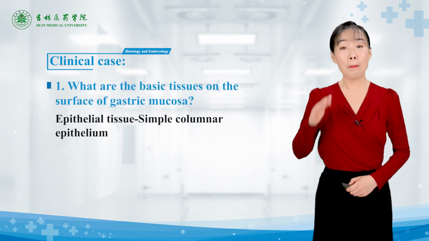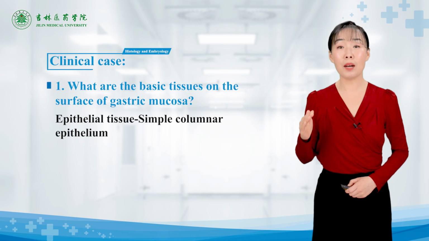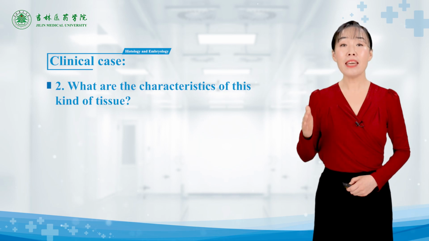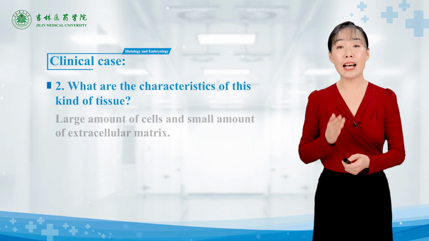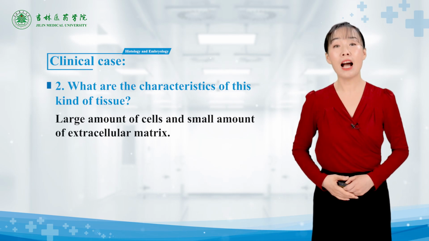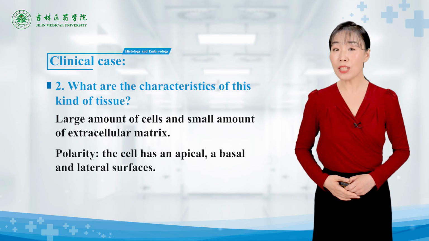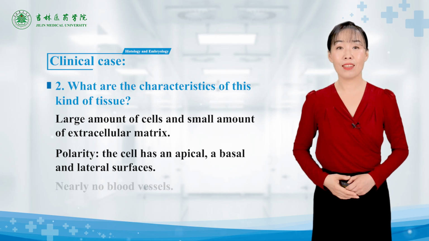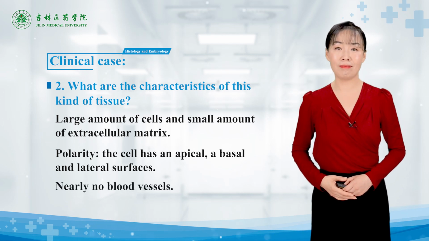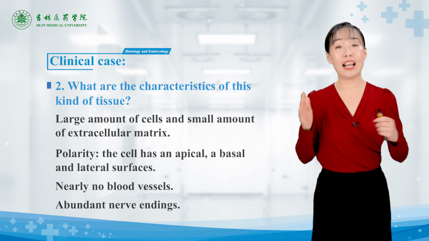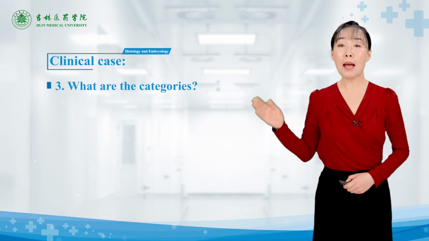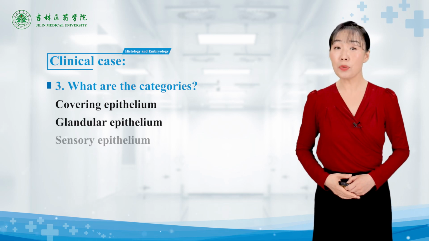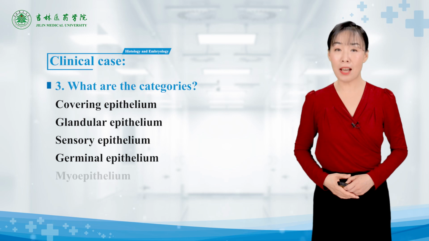First one, the basic tissue on the surface of gastric mucosa is epithelial tissue. Second one, the main characteristics include a large amount of cells and a small amount of extracellular matrix. The cells have an apical, a basal, and a lateral surface. Nearly no blood vessels in the epithelium. Epithelium has abundant nerve endings. Third one, the epithelium is divided into covering epithelium, glandular epithelium, sensory epithelium, germinal epithelium, and myoepithelium.